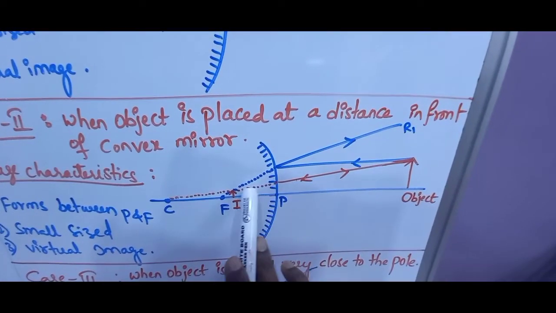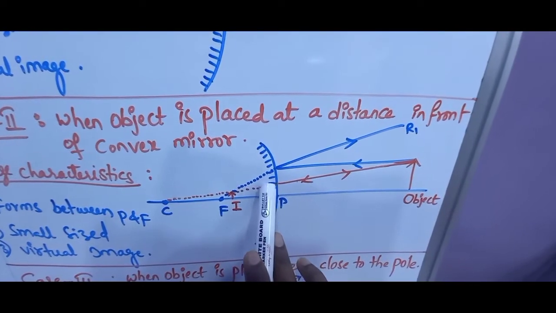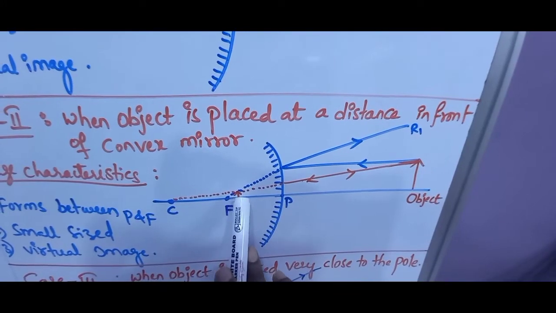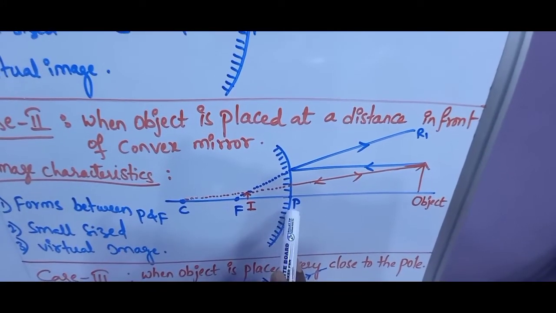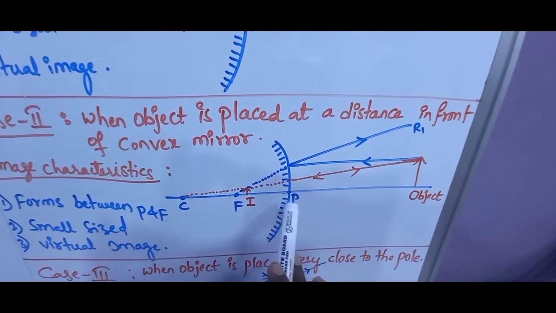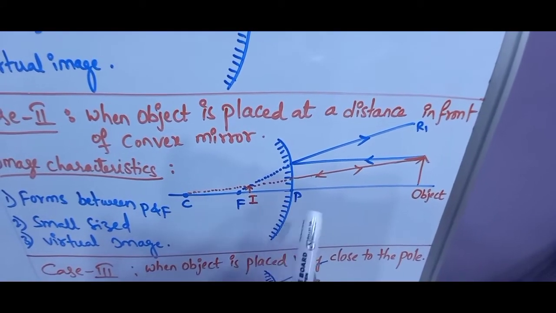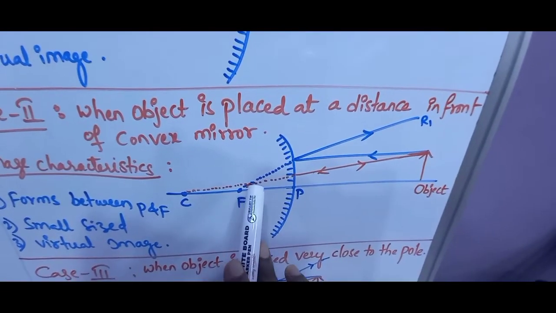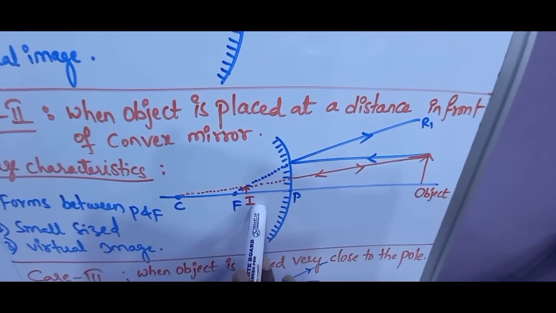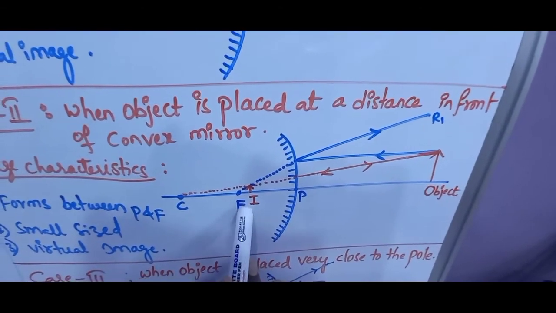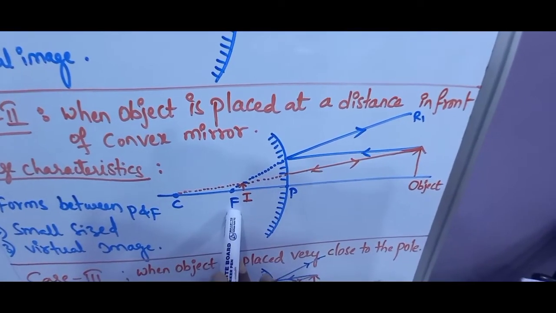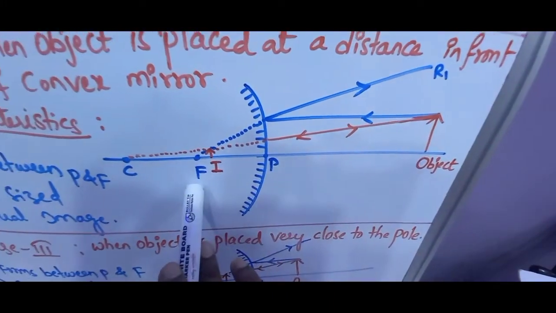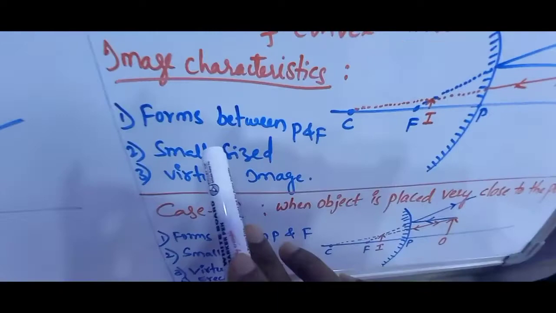When this reflected ray is extended backwards, again these two extended lines appear to meet at a point in between the focal point and pole. Okay, they do not actually meet, but they appear to meet. Hence, we will get the image at this point only. Where do we get the image, children? Here, the image is formed between the pole and focal point. When the object is brought nearer to the convex mirror, we will get the image in between pole and focal point. Now we see the characteristics of the image.